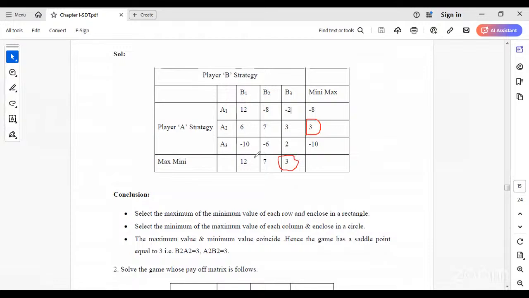So select the maximum of the minimum value of each row and enclose in a rectangle. Select the minimum of the maximum value of each column and enclose in a circle. So first what we have to do? We have to give one rectangle here.